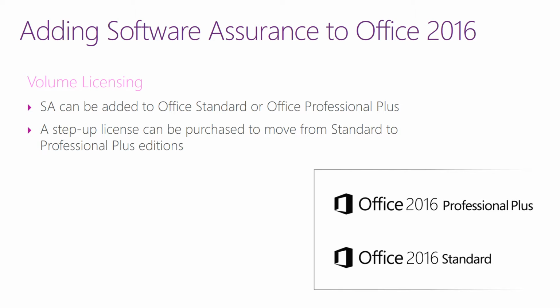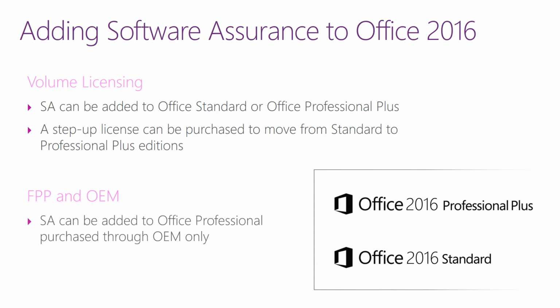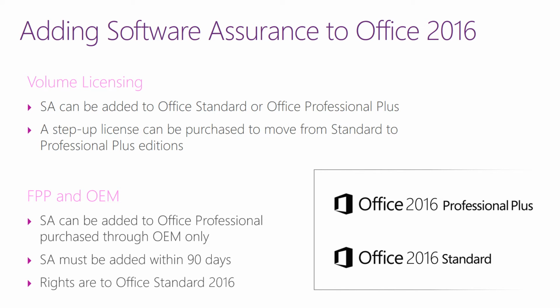And what about adding software assurance to licenses purchased through the retail channels? Well, there's just one option that you can add software assurance to, and it's the Professional Edition purchased through the OEM channel. Now, SA has to be added within 90 days of the OEM purchase, and the rights are to Office Standard 2016 within volume licensing. But don't forget, when a customer has SA, they could choose to buy a step-up license to move from the Standard to Professional Plus editions if that was what they actually needed.